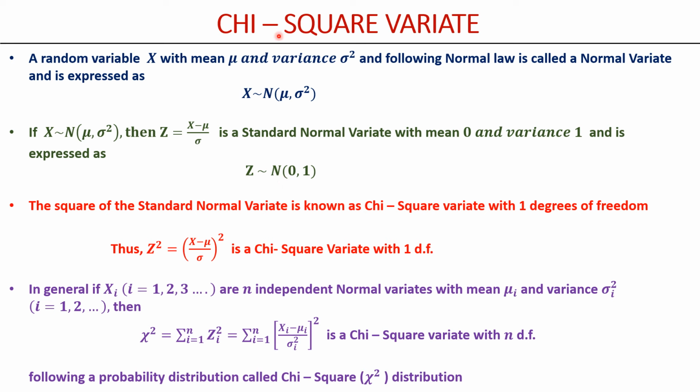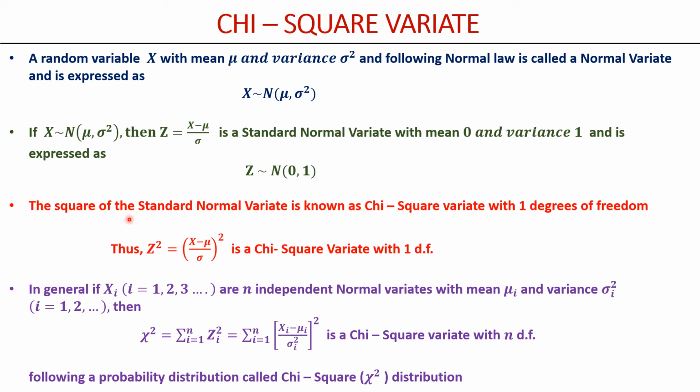Now, when we are talking about chi-square variate, why are we deviating to normal variate? You may all think. The square of the normal variate is nothing but the chi-square variate. So that's the reason why we talked about z. If you take the square of z, which is ((x minus mu) by sigma) the whole square, that is a chi-square variate, and it follows 1 degree of freedom.